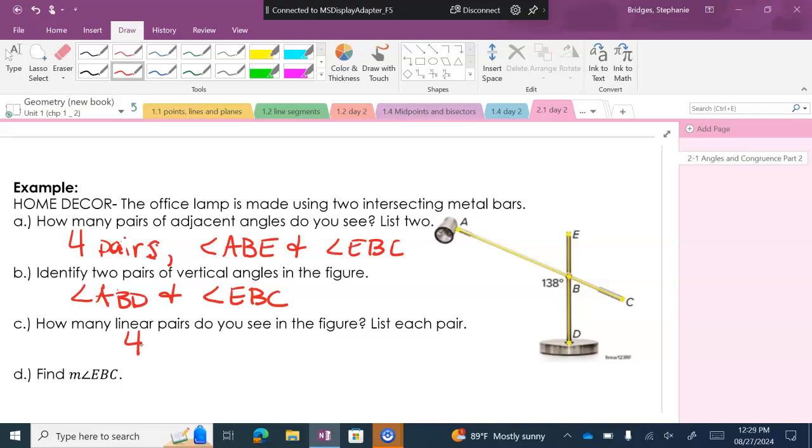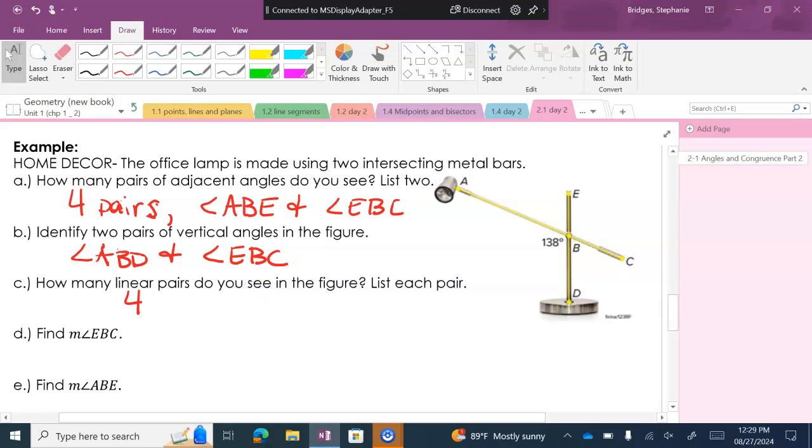All right, if this angle ABD is 138 degrees, the next question is asking me to find out how much angle EBC is. How much? 138, why? Because they're vertical, okay? 138, they're the same. We just talked about vertical angles are the same.